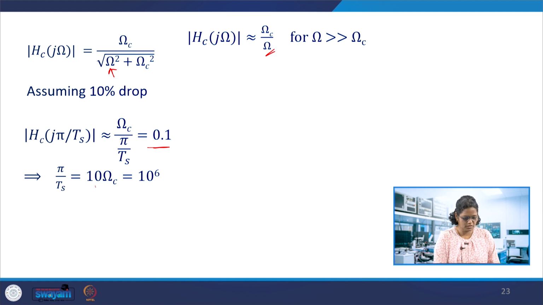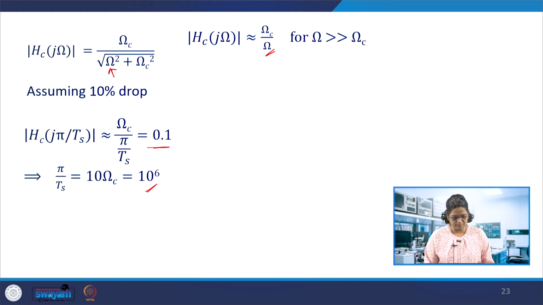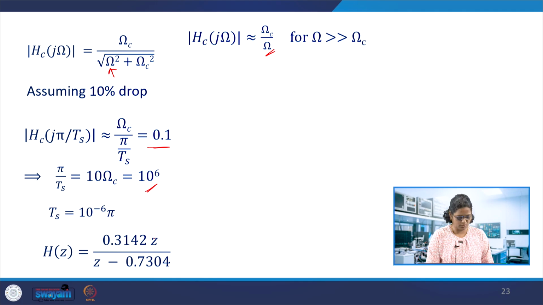So pi by Ts is equal to 10 omega c, which results in 10 power 6. So Ts is equal to 10 power minus 6 into pi. So this is the sampling period. Once we know it, we substitute it into the transfer function, which results in H of z equal to 0.3142 z by z minus 0.734. We have the transfer function now, the discretized version using impulse invariance.